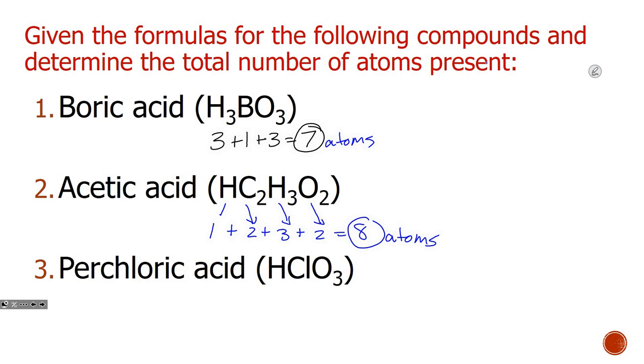And for perchloric acid, see if you can do it before I do. 1, 1, 3, 5 atoms total. Now, they could ask us, instead of total atoms, how many atoms of chlorine or carbon in any of these, and you should be able to do it. Okay, that's this lecture, and I'll start on the next slide with the next lecture.